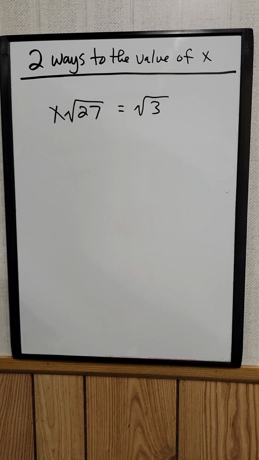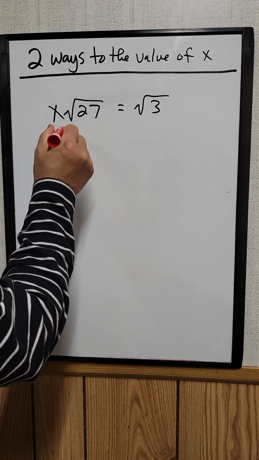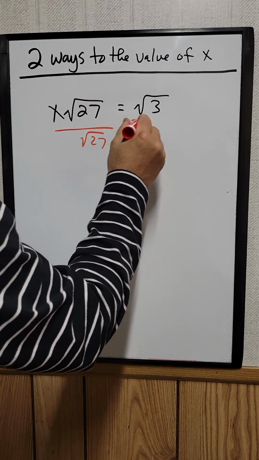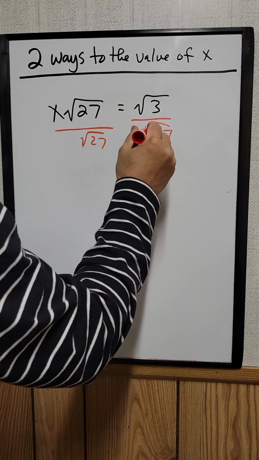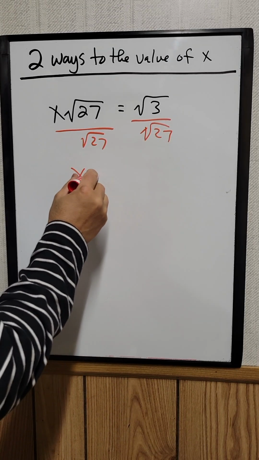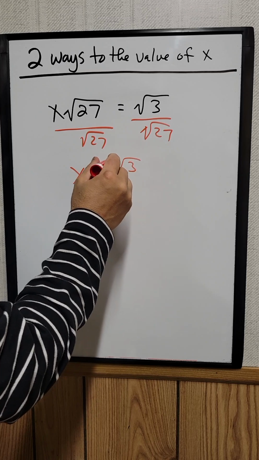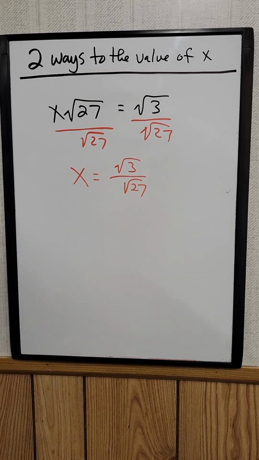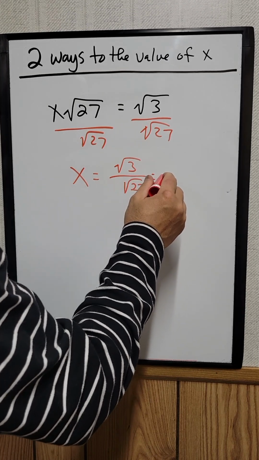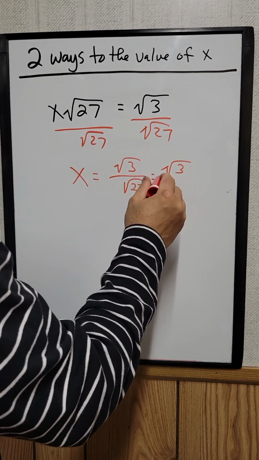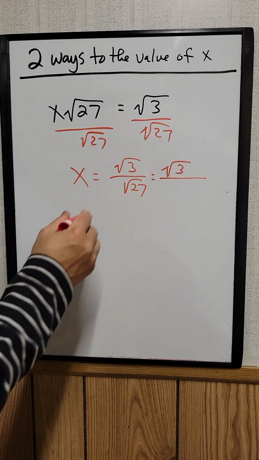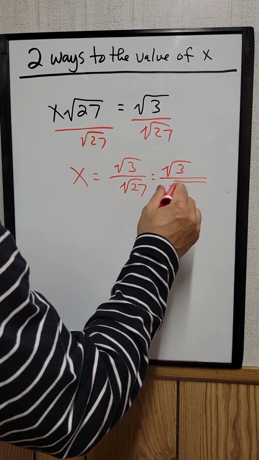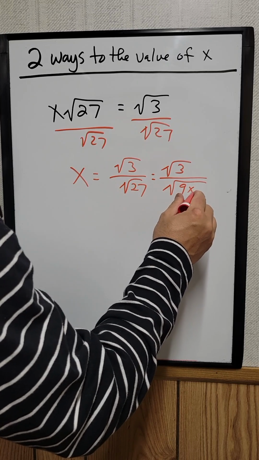So the first method is just to divide both sides by the square root of 27. So x is equal to the square root of 3 divided by the square root of 27. So what is the square root of 27? The square root of 27 is just equal to the square root of 9 times 3.